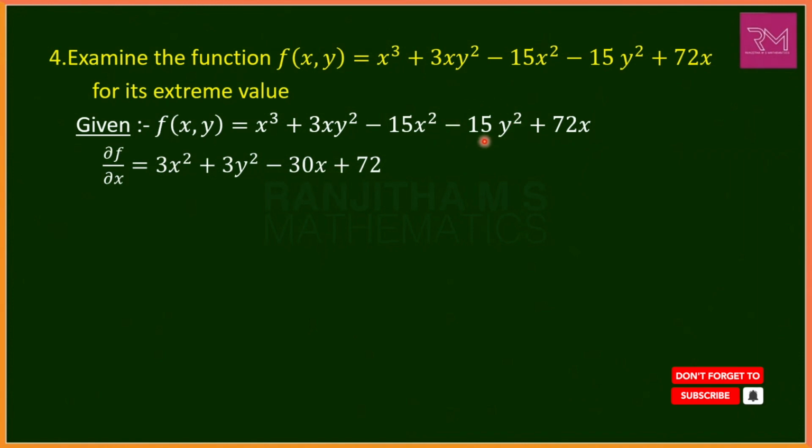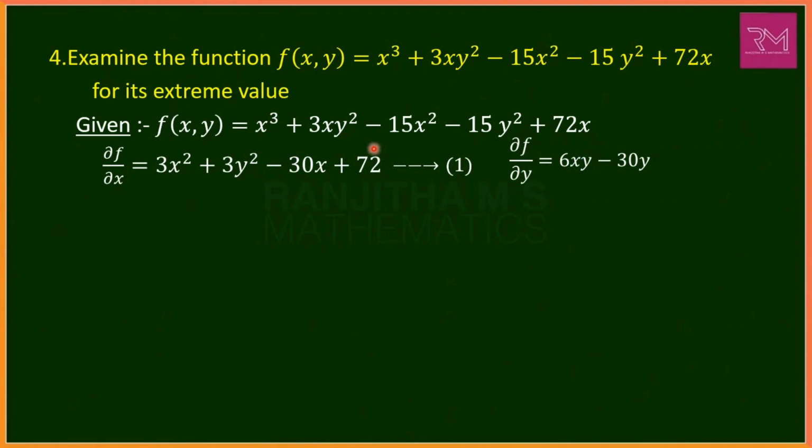Here, this value becomes 0 plus 72 into differentiation of x is 1. Hence, we get 72. Call this as equation number 1. Similarly, del f by del y is, we have to treat this x term as constant. Here, this value becomes 0 plus, here 3x is constant, take as it is, into differentiation of y square is 2y. Hence, we get 6xy. Here, this value becomes 0 minus 15 into y square is 2y. Hence, we get 30y. Here, this value becomes 0. Call this as equation number 2.